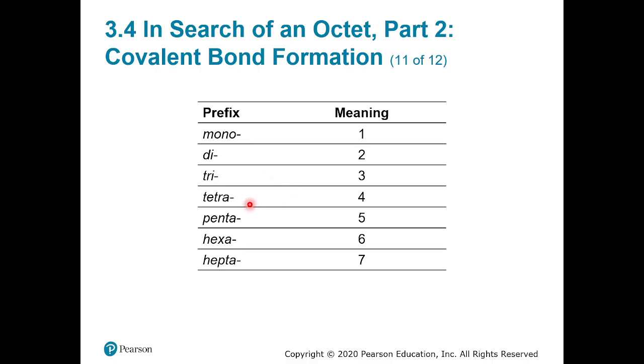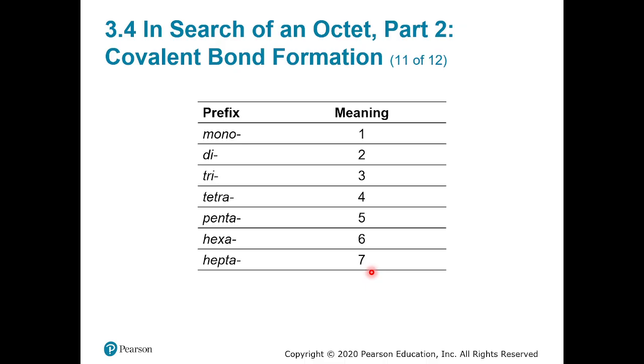Tetra, like Tetris, four sides. Penta, like the pentagon. Hexa, like hex wrench. And hepta, like the heptagon, of course. And by the way, we stop at 7 usually because nobody bothers naming anything after 7.